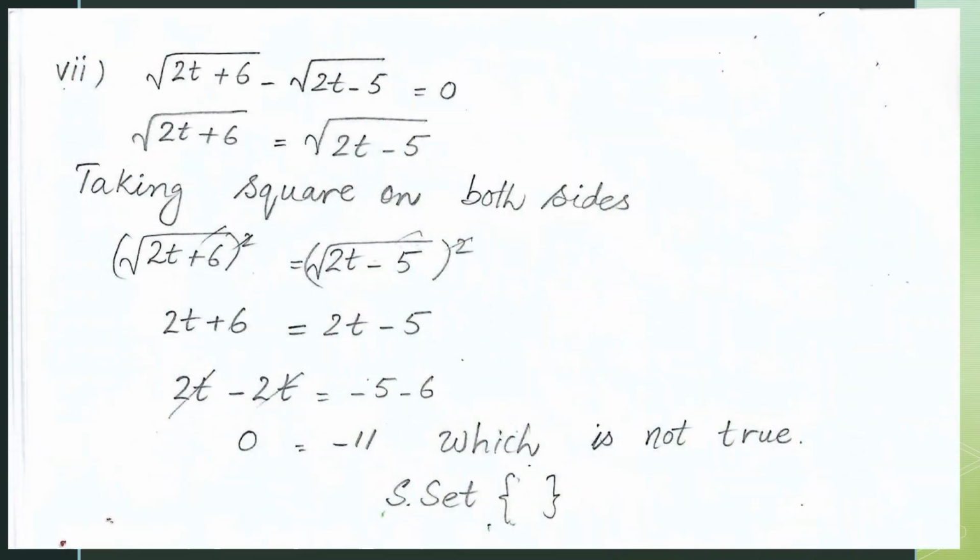Now in this question, you see that both the square roots are on the same side, that is the left hand side, and on the right hand side there is 0. So if there are two square roots on the same side, what we do, we will bring the second one to the other side. Then the negative sign will change into positive, taking square on both sides.